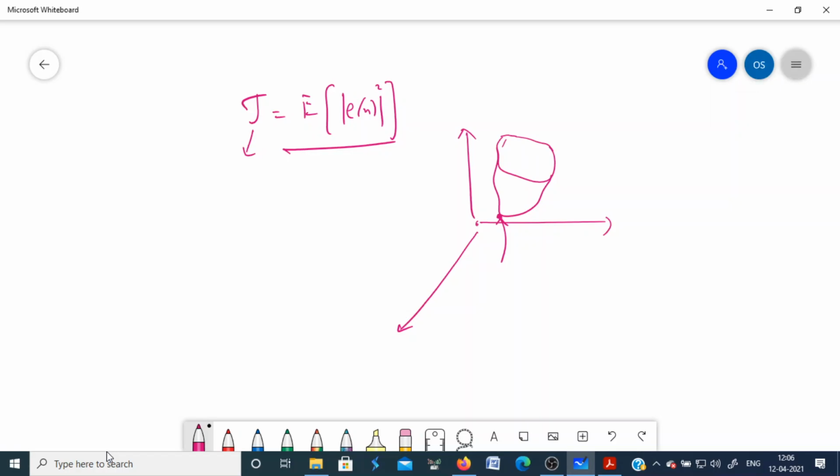And then you will see what the minimum mean square error will be, because in all these cases we are trying to minimize the mean square error, and when you have minimized this mean square error, what will be the minimum value of that?